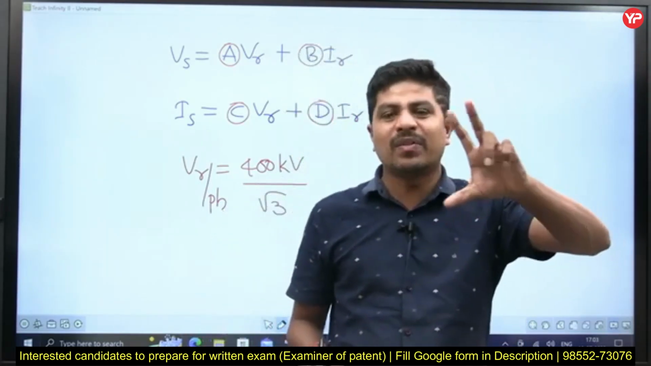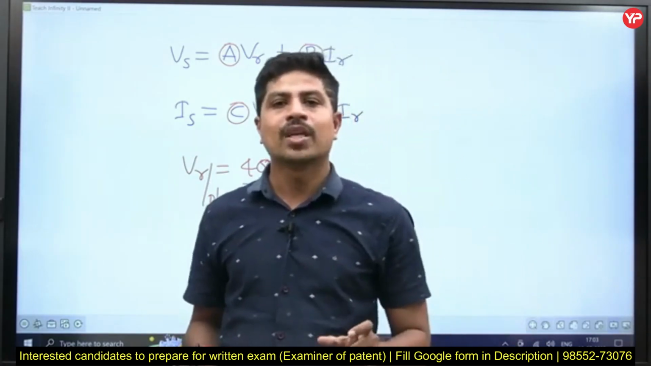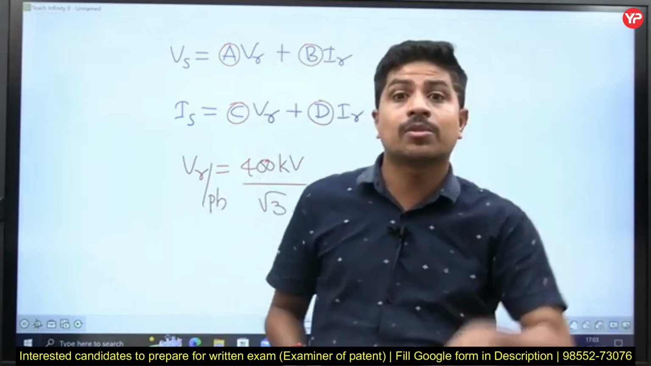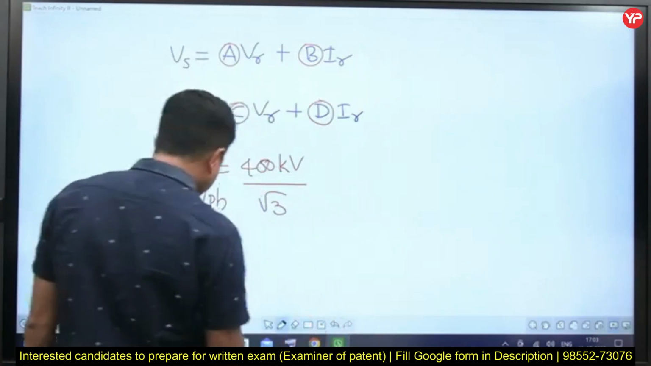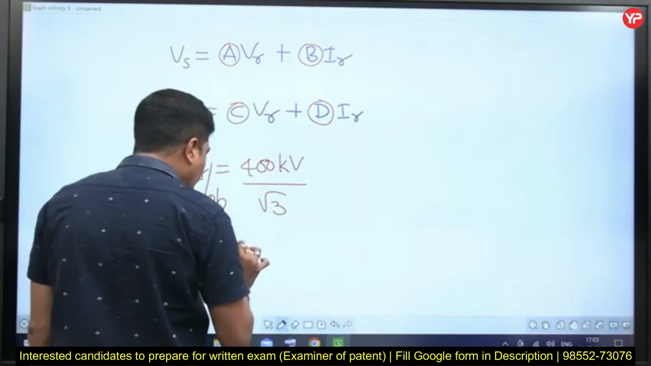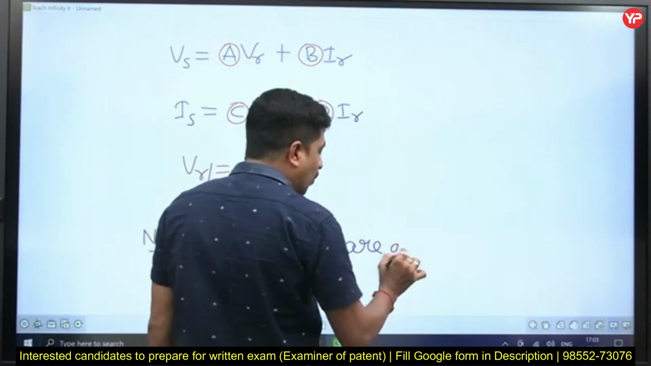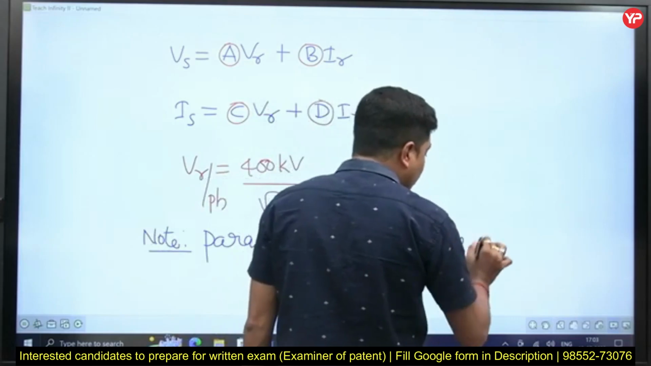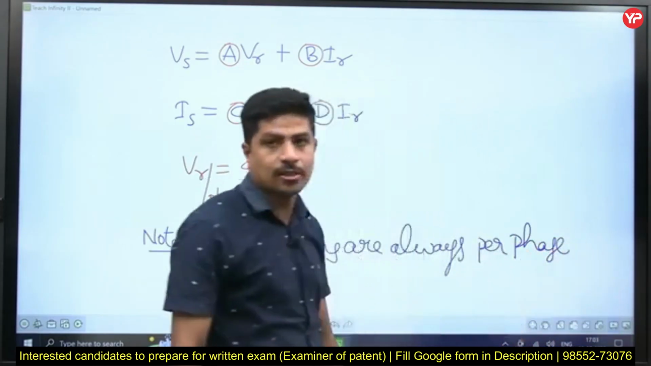Never will line to line inductance exist. Voltage is line to line between two lines. If you are calculating some voltage, that is called line to line voltage. But parameters are always per phase. Let me write a note point here. Note, parameters are always per phase.